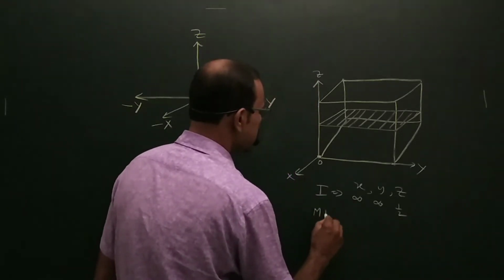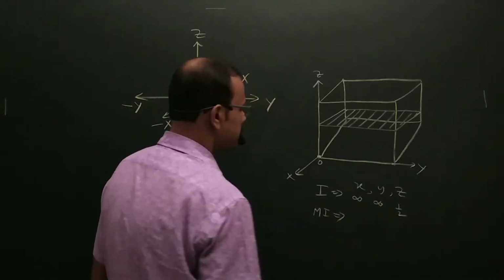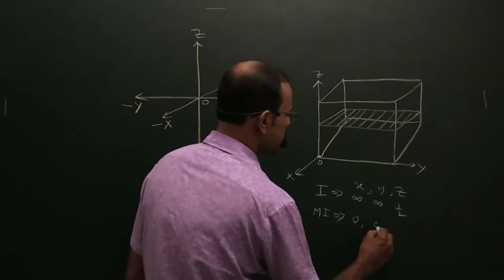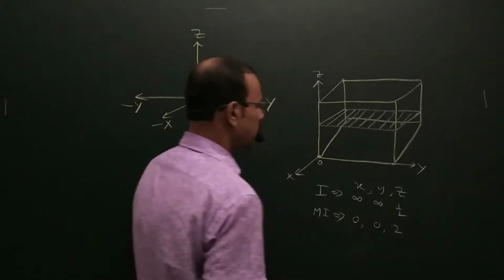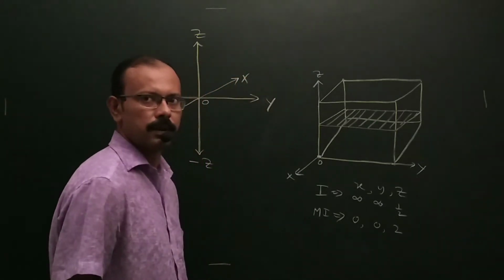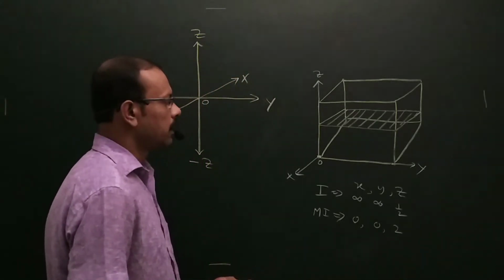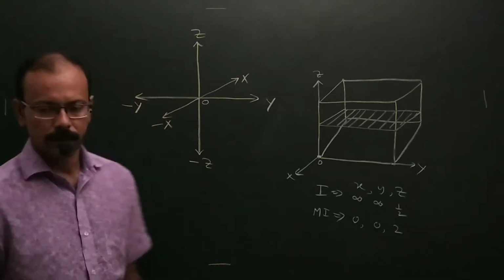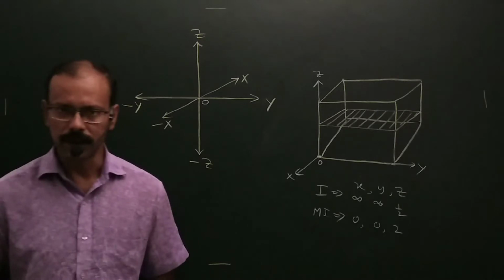So the Miller indices, which are the reciprocals of the raised indices, turn out to be 0, 0 and 2. Okay? Therefore, next I take another plane. You can take a screenshot of this.